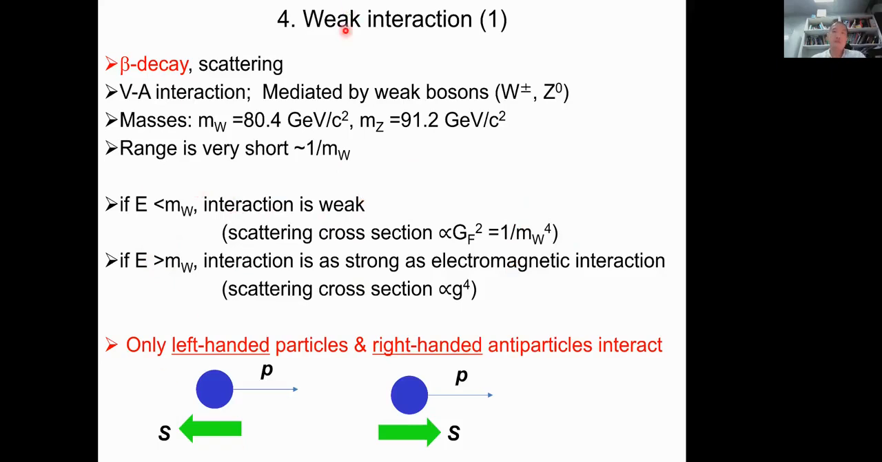And this weak interaction is only relevant for left-handed particles and right-handed antiparticles. What is left-handed and right-handed? If the momentum direction is the same as the spin direction, that state is called right-handed, and the opposite case is called left-handed. This is one of the weak interaction properties.